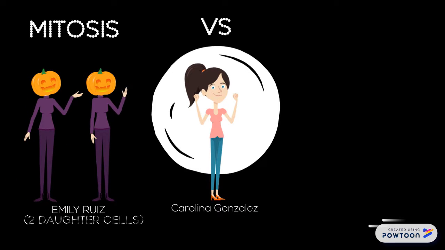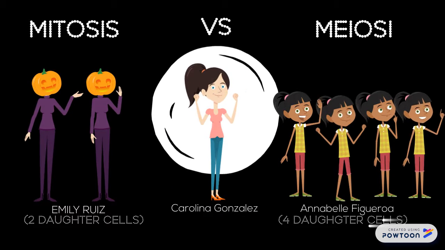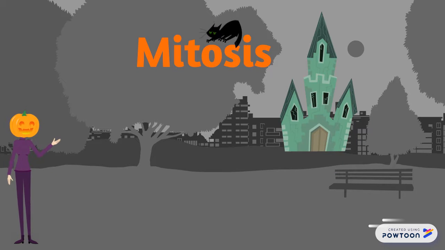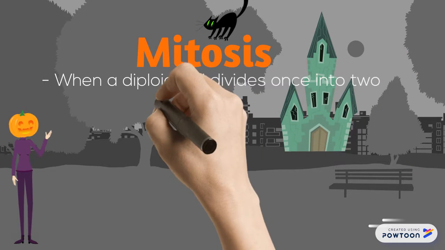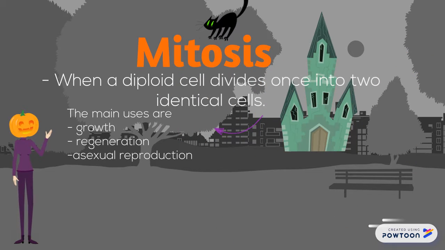Mitosis versus Meiosis by Emily, Carolina, and Annabelle. Here we'll be talking about mitosis. This is a process where a diploid cell divides once into two identical cells. It is mainly used for growth, regeneration, and asexual reproduction.